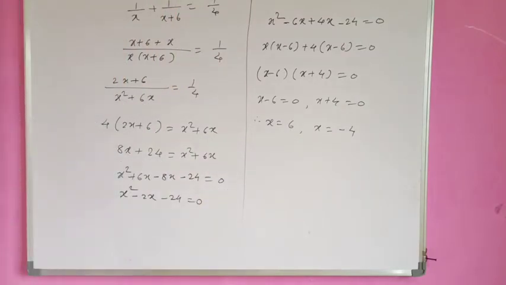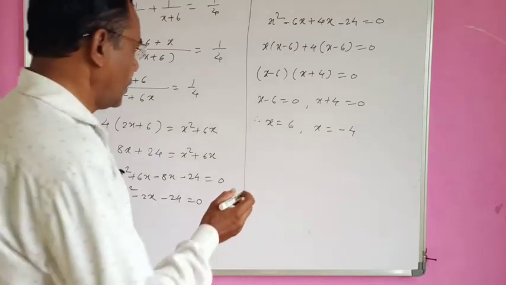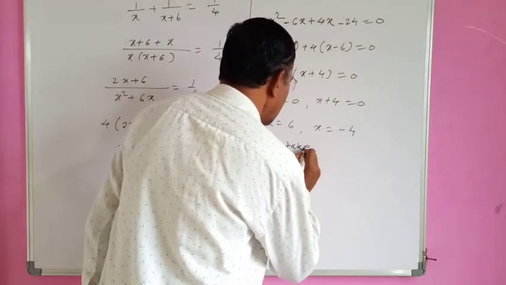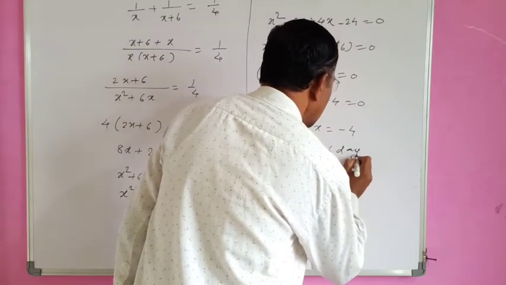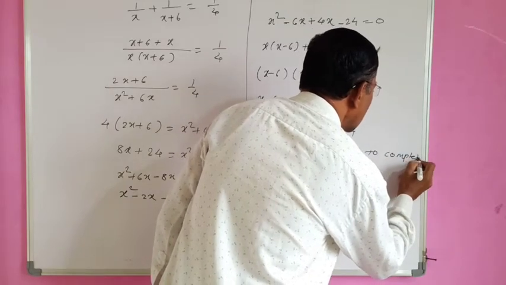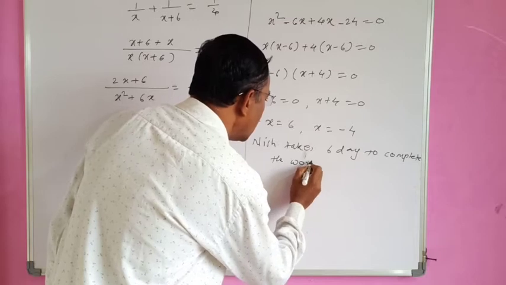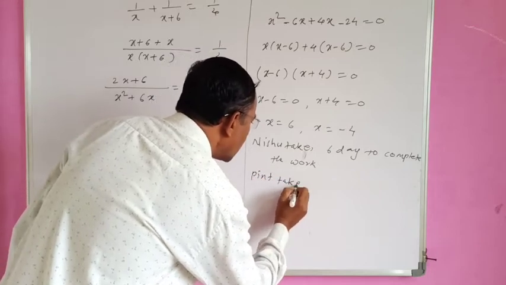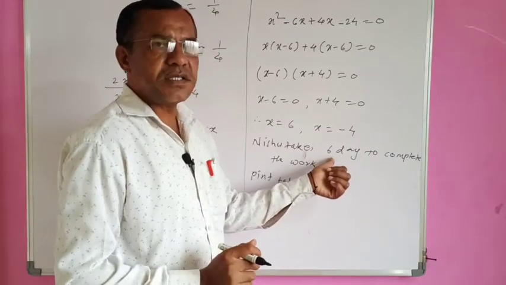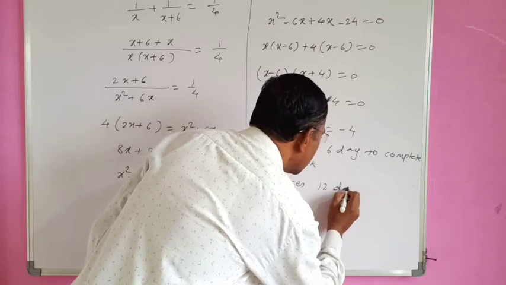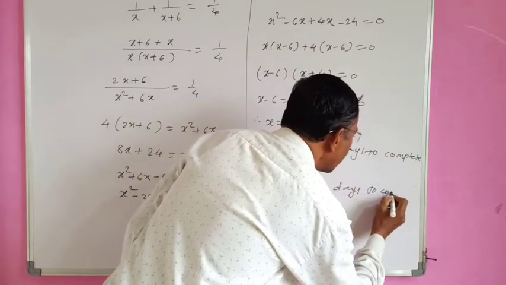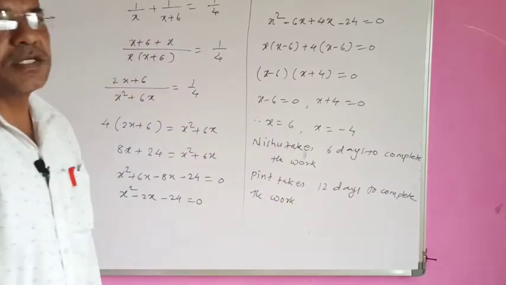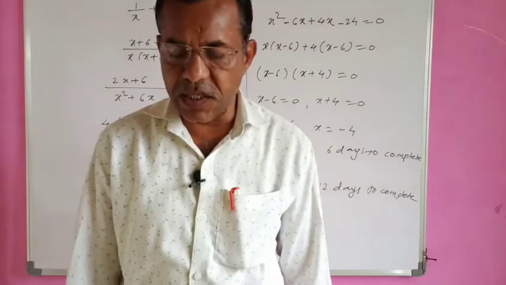And the last answer we will write here: Nishu takes 6 days to complete the work, and Pintu takes 6 days more, that is 6 plus 6, that is equal to 12 days, to complete the certain work. It is the answer. Okay, now we'll see the next example, that is example number 9.